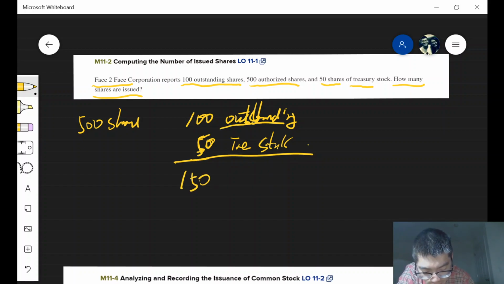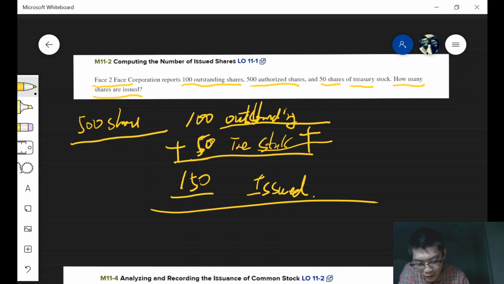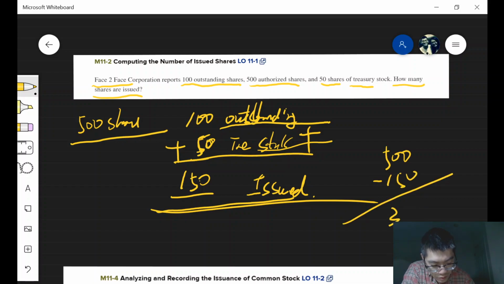Outstanding shares, the number of shares circulated on the market, plus the treasury stock purchased back by the company from the market, these two together are the number of shares issued. So 150 shares. The company authorized 500 shares to issue, and they only issued 150 shares. How many shares are left unissued? That is 500 minus 150, so we have 350 shares unissued.